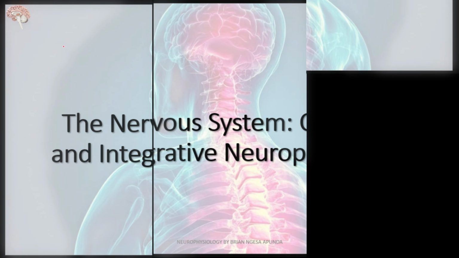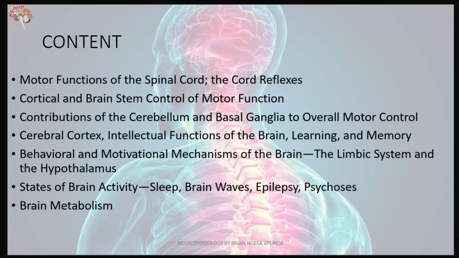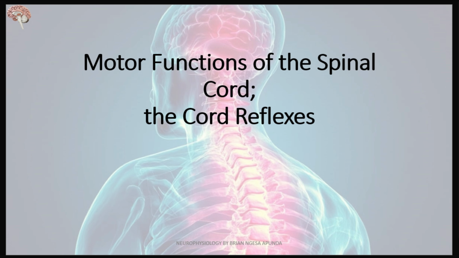So let's start on the last part of our nervous system, the nervous system part C. It has two major subunits, the motor part and the integrative neurophysiology. Last time we covered the sensory part, and in the morning we were able to conclude with the spatial senses. So in this session I will be focusing on the peripheral part of the motor, that is the motor function of the spinal cord and maybe the cord reflexes.